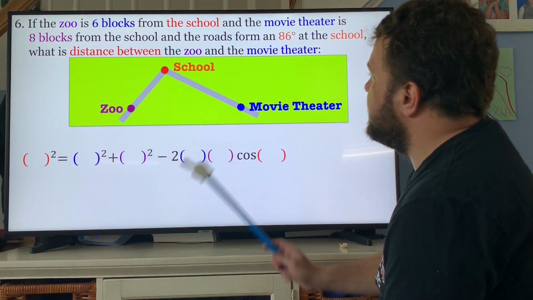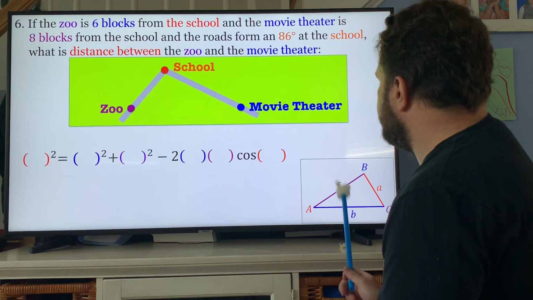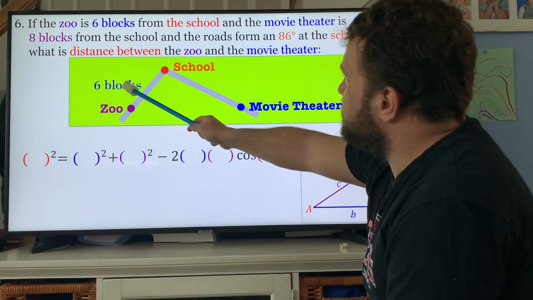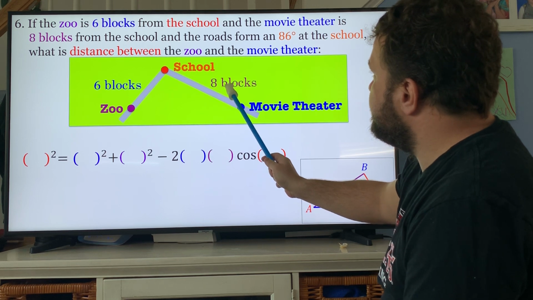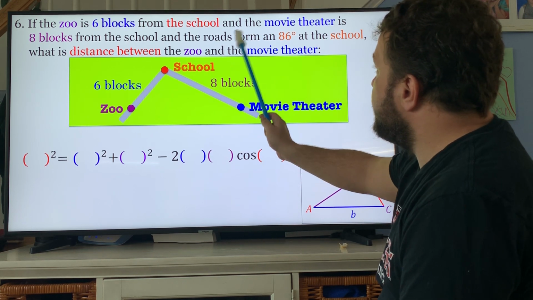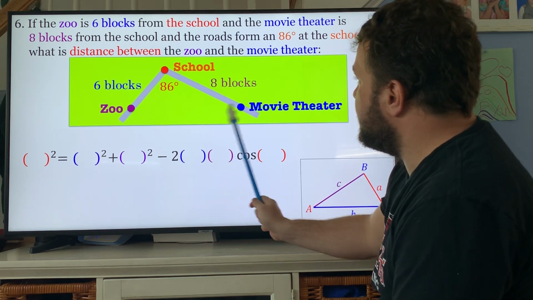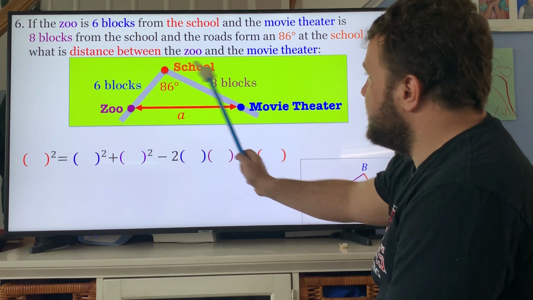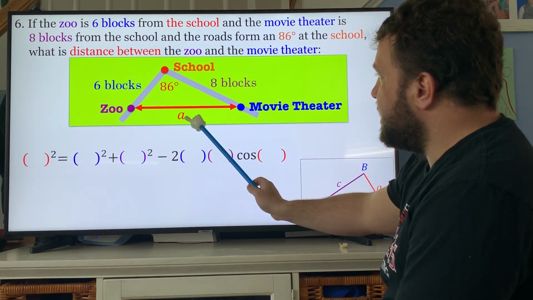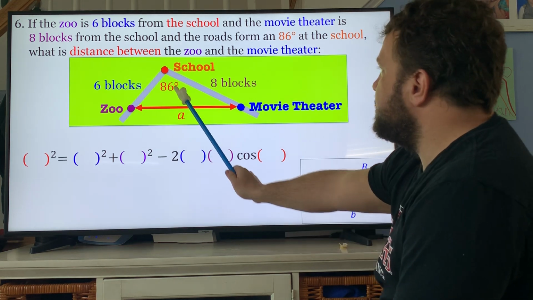All right, now let's see. Zoo, 6 blocks from the school. So let's fill in this equation based on this. Movie theater is 8 blocks from the school. The roads form an 86 degree angle. What's the distance between the zoo and the movie theater? Now we're trying to find that. So we got side, side, angle, missing side. We're going to use that as our A. So this would be cosine A.